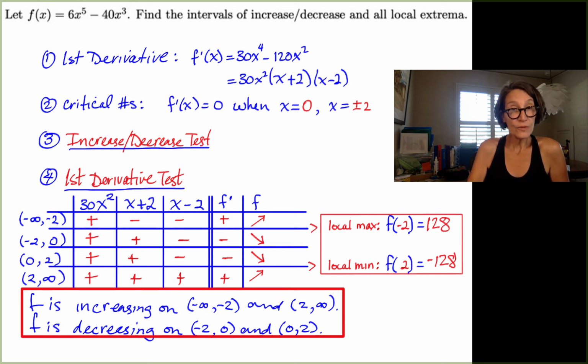And in the next video, we'll see how to use the second derivative to get information about the graph of the function. I'll see you there.